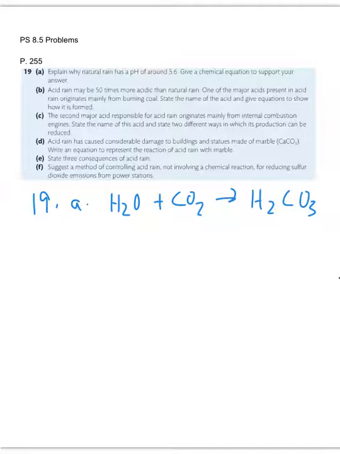Part B said acid rain may be 50 times more acidic than natural rain. One of the major acids present in acid rain originates mainly from burning coal. State the name of the acid and give equations to show how it is formed. So the acid from coal is sulfur in origin, so that would be sulfuric acid would be the name.